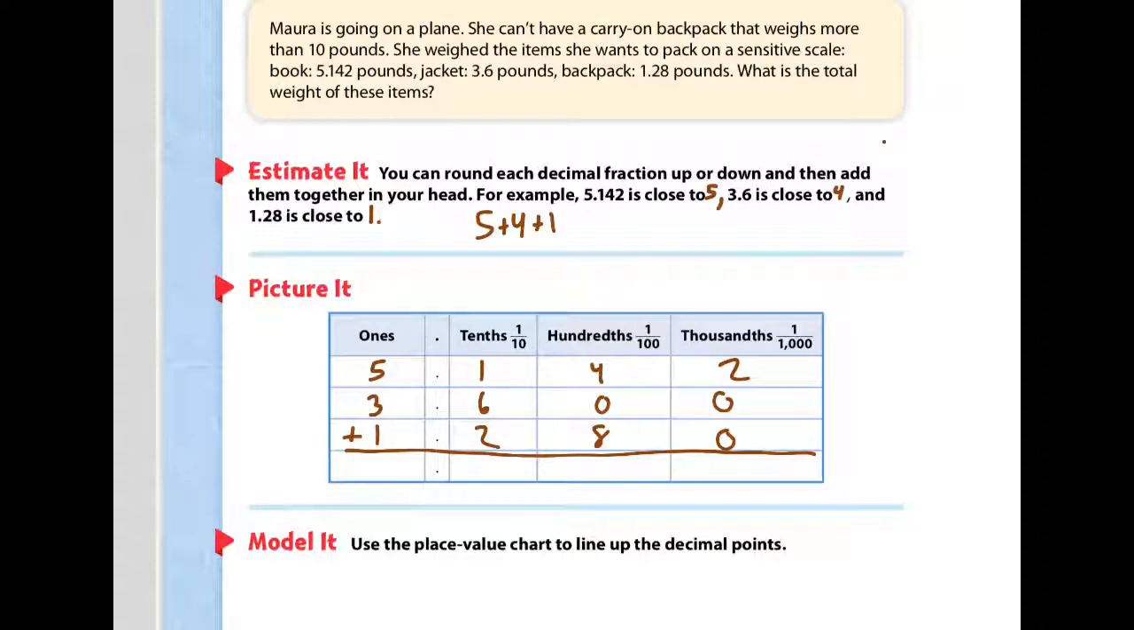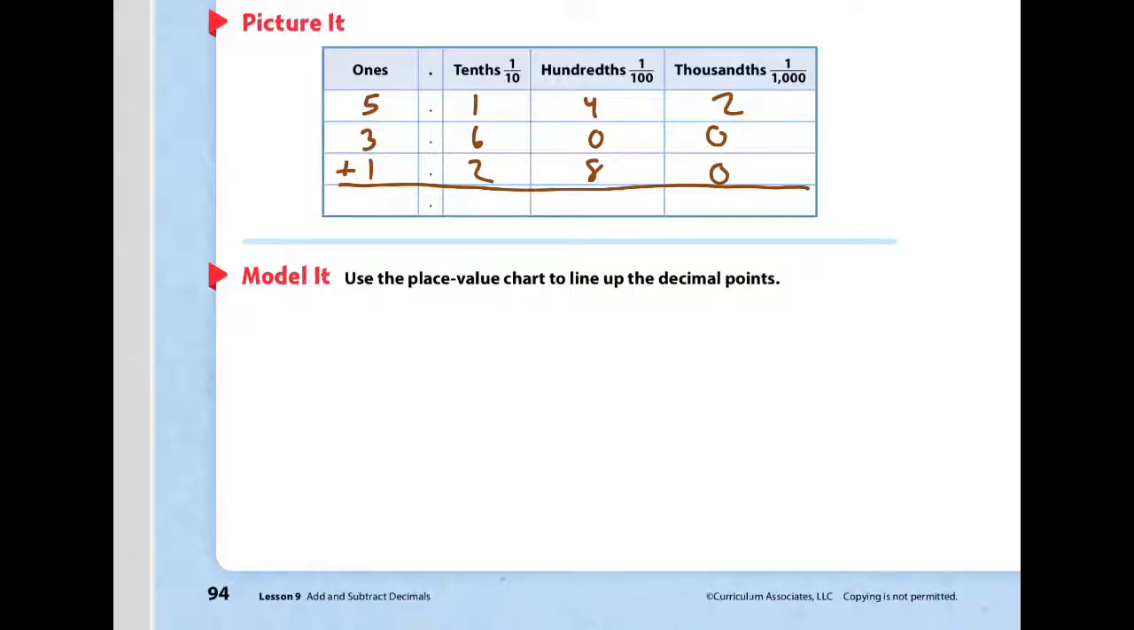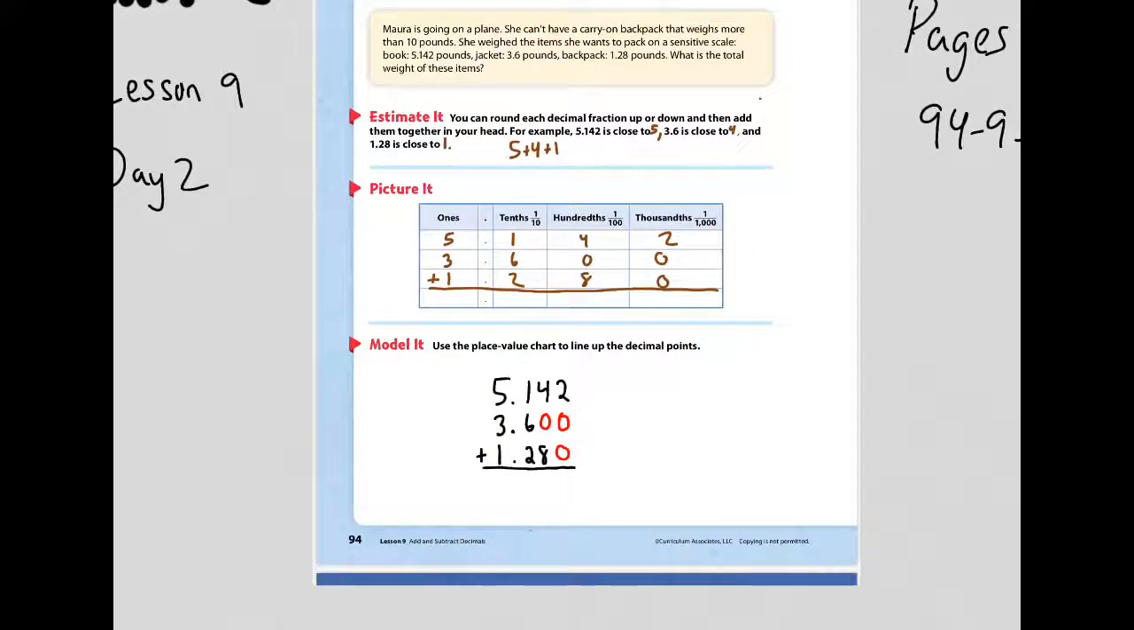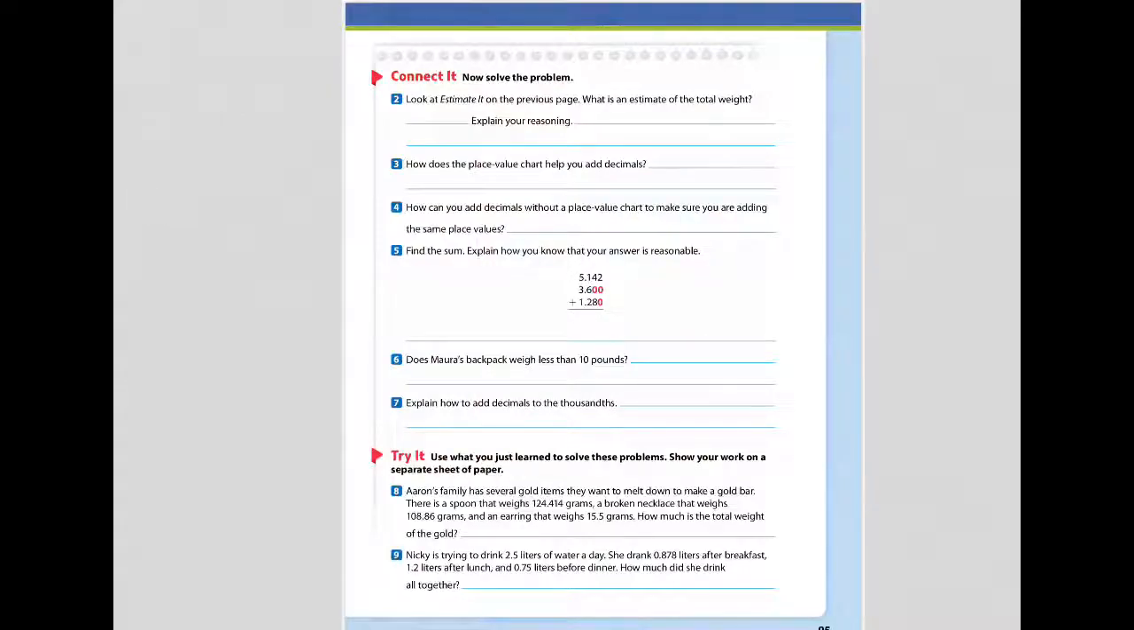And the last section, model, it says use the place value chart to line up your decimal points. So what I'm going to do is write my problem. So I have 5.142 plus 3.6 plus 1.28, and then I'll switch to red here. I would fill in zeros to help keep my place value places lined up. All right, so there are your 3 strategies to help you find your sum, which you're going to do on the next page. So now, let's move on to page 95.